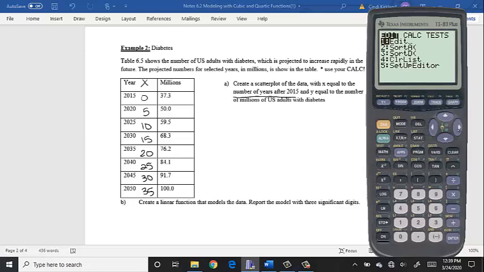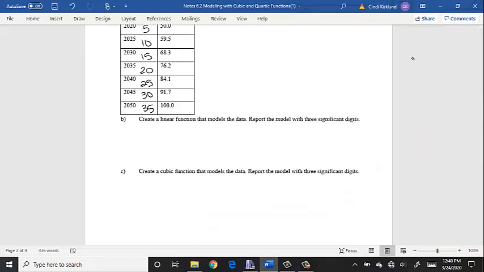So we're going to go back to Stat, go to Calc, and hit number 4 for linear regression. You can see that they want us to report the model with 3 significant digits. So we want to make sure that all of our data contains significant digits. If we have a bunch of zeros in there that are insignificant, we're not going to worry about those. In this case, all of these digits are significant. So y equals ax plus b is the form of our linear function.